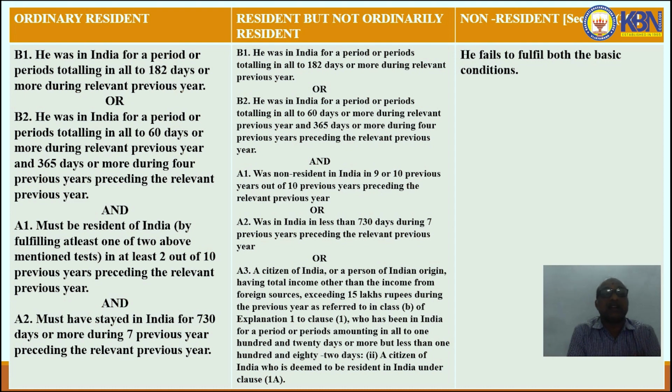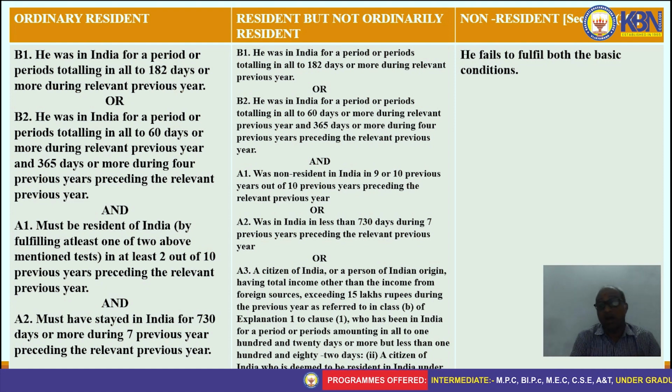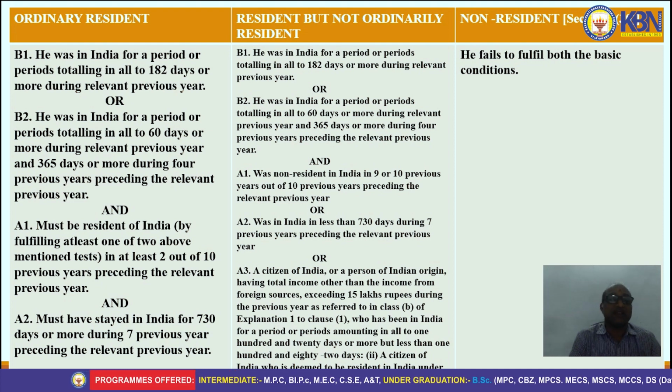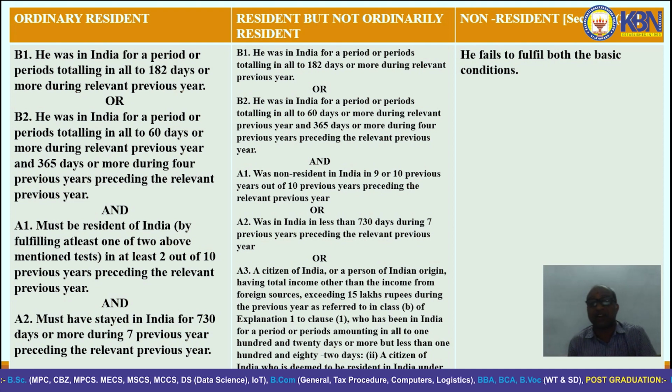Suppose a person is to be a resident, ordinary resident, he must have stayed in India totaling 182 days or more during the relevant previous year. Or the second basic condition is he was in India for a period or periods totaling in all to 60 days or more during the relevant previous year, and 365 days or more during 4 previous years preceding the relevant previous year.